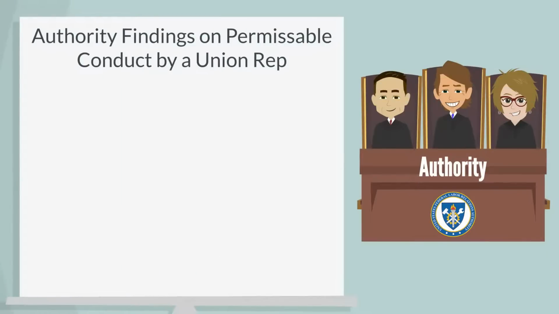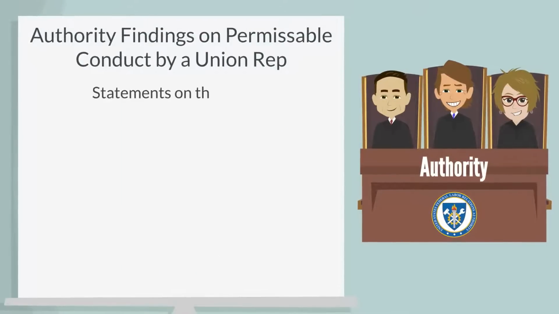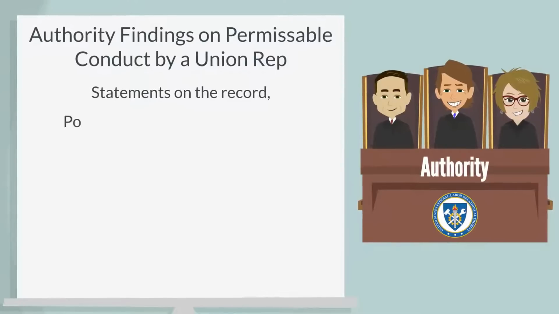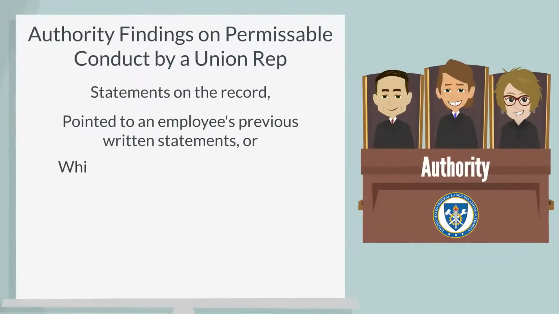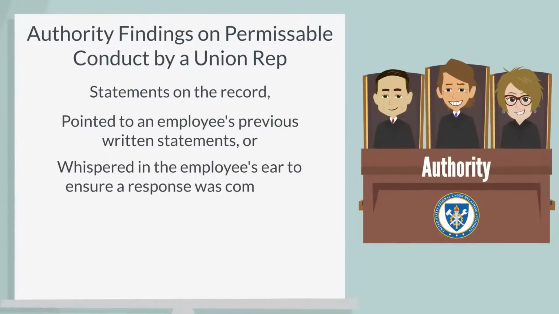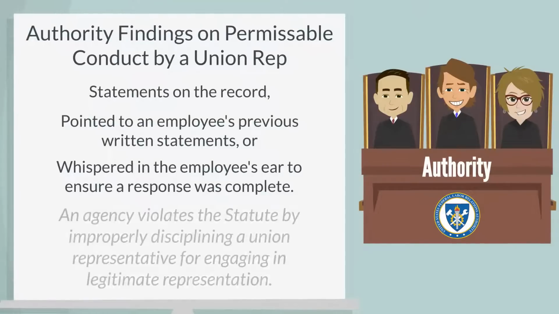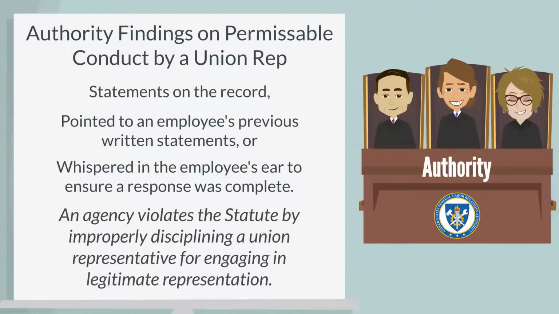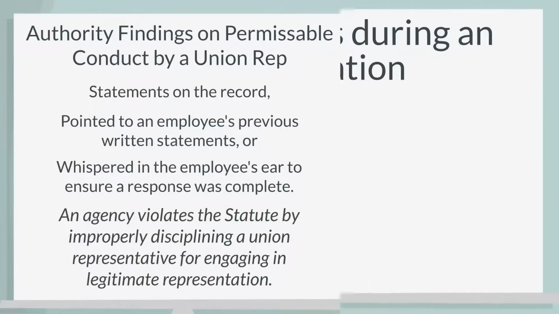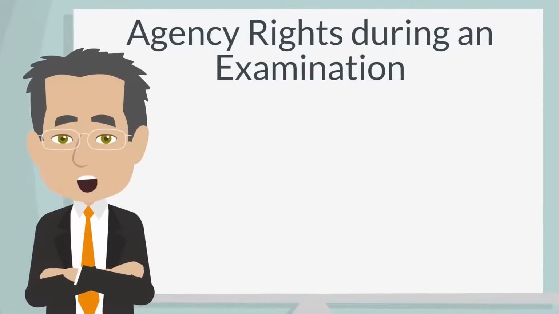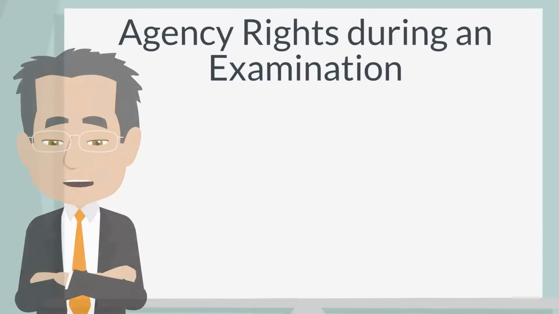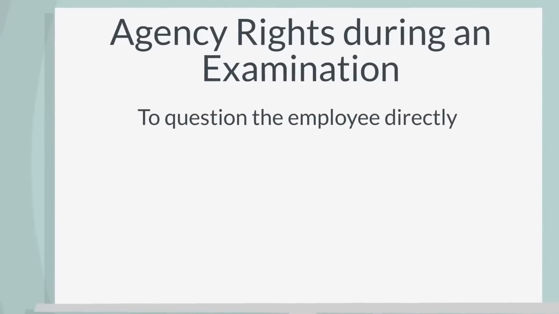Moreover, the Authority found that a union representative engaged in lawful conduct where they made statements on the record, pointed to an employee's previous written statements, or whispered in the employee's ear to ensure a response was complete. An agency violates the statute by improperly disciplining a union representative for attempting to legitimately assist an employee during an examination. An agency, however, may limit the union representative's participation if they are interfering in its ability to question the employee.